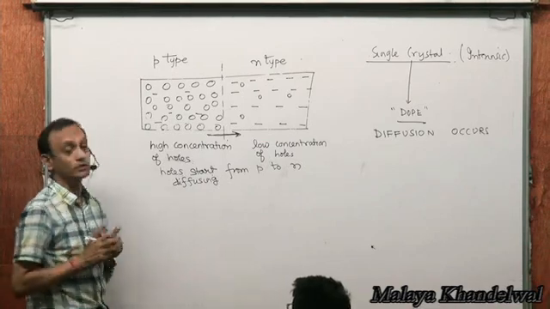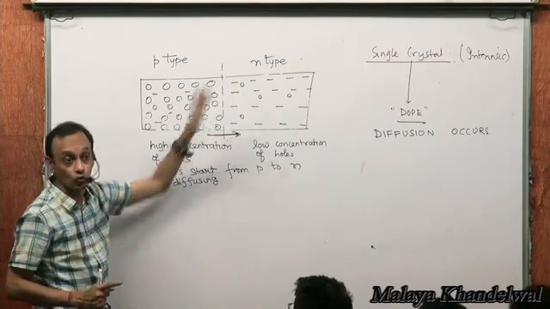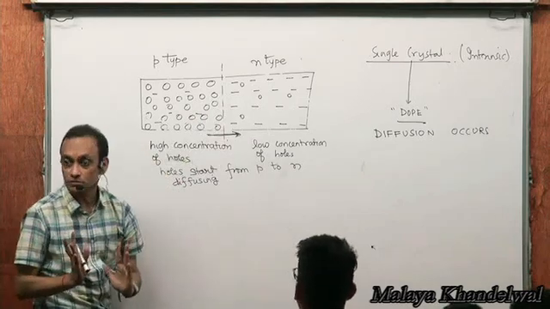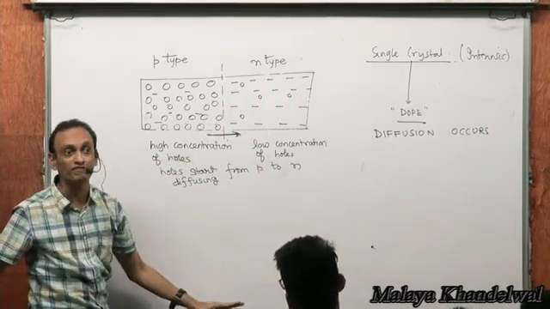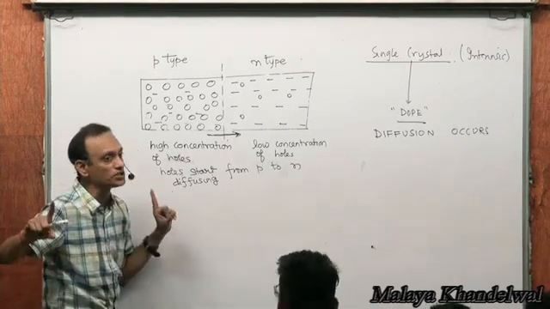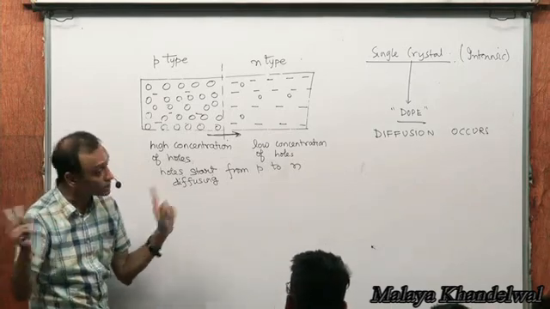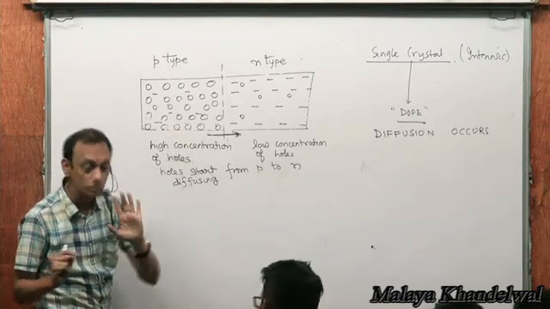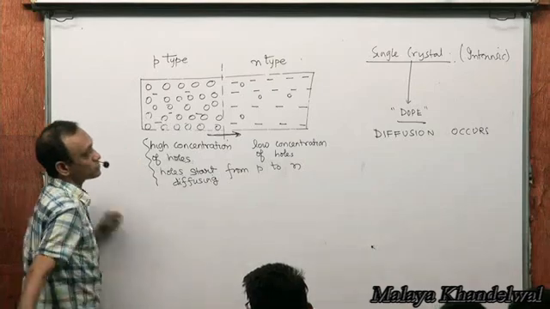Now, don't even imagine that it's as if these holes are getting attracted to electrons. No. This diffusion is not because of electrical attraction. Diffusion is because of difference in concentration levels. That far and no further. Diffusion current is only because of difference in concentration levels. Am I sure? Now, what about electrons?